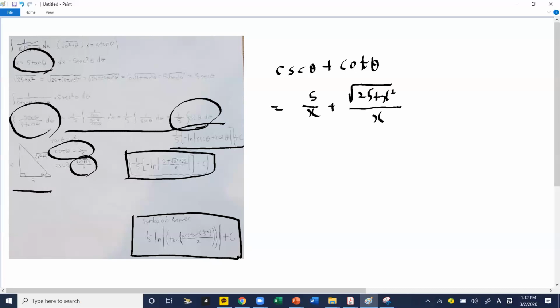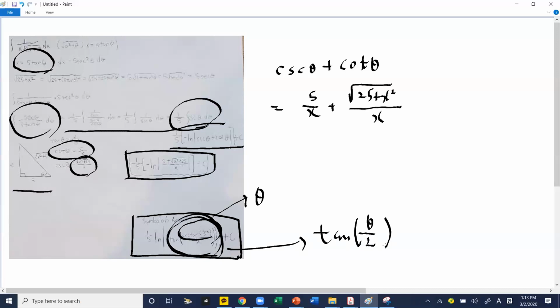This is a little strange. Yeah, okay. Look at this one. I just checked this part, okay? Arctangent of x over 5, right? Yeah, it's over 5. So this whole thing is the tangent of what? That over 2, right?